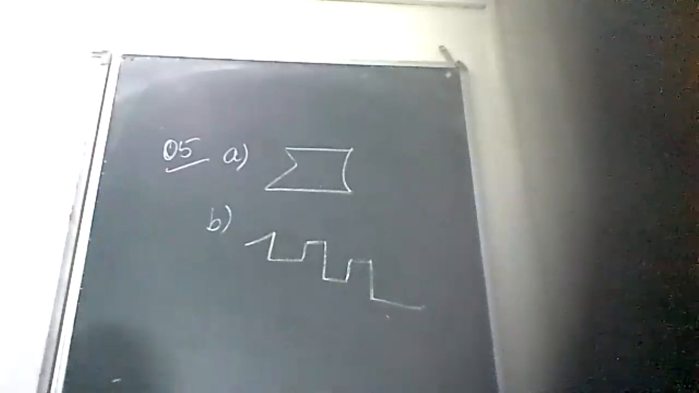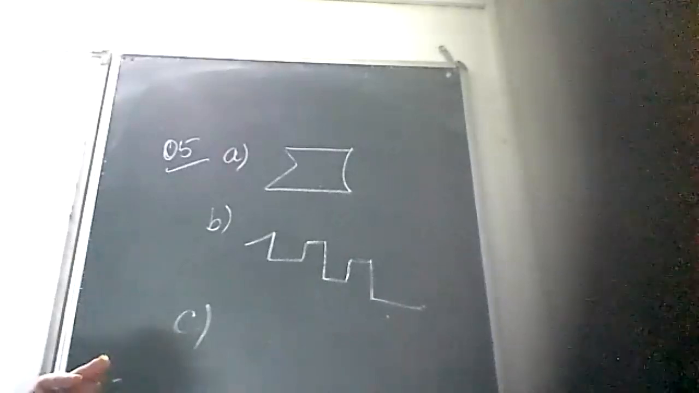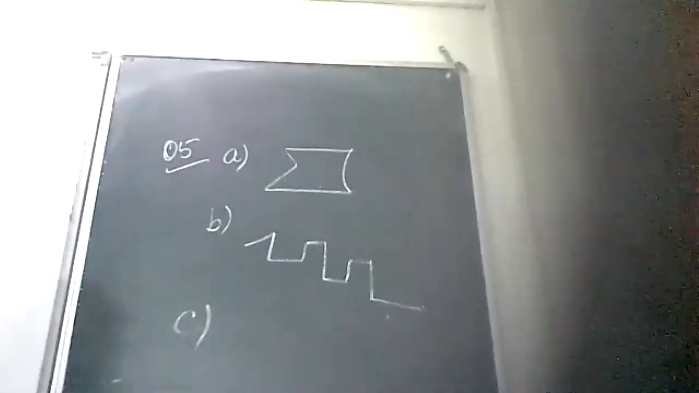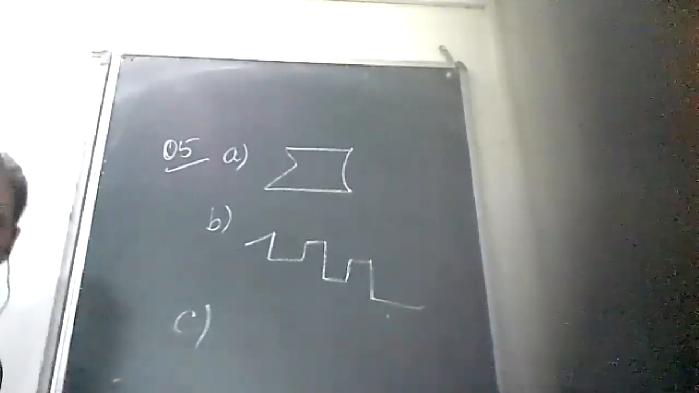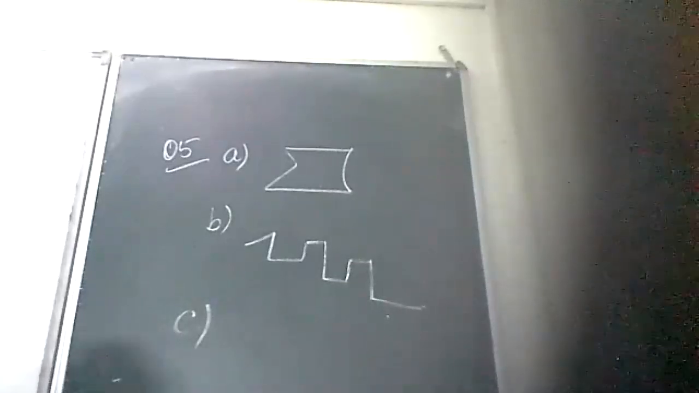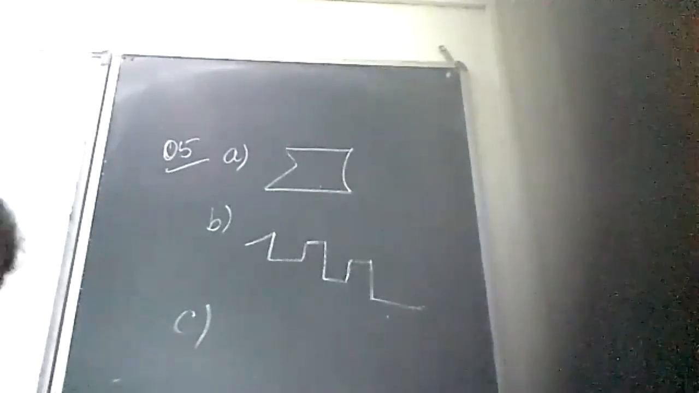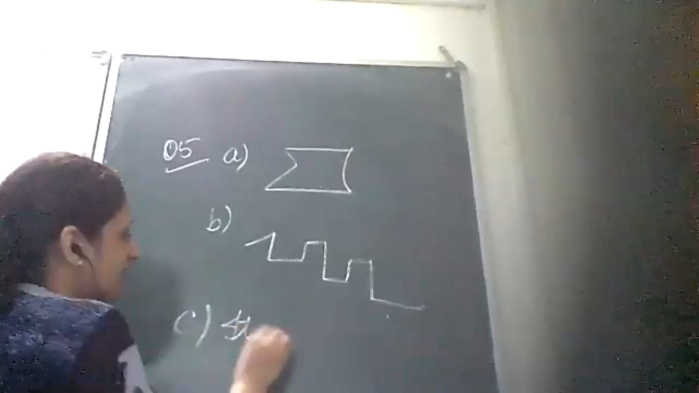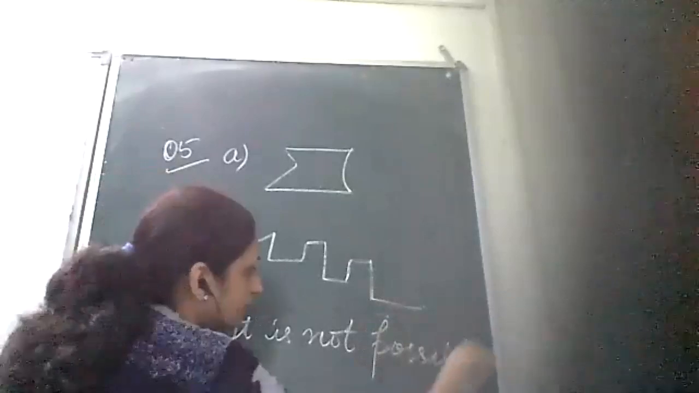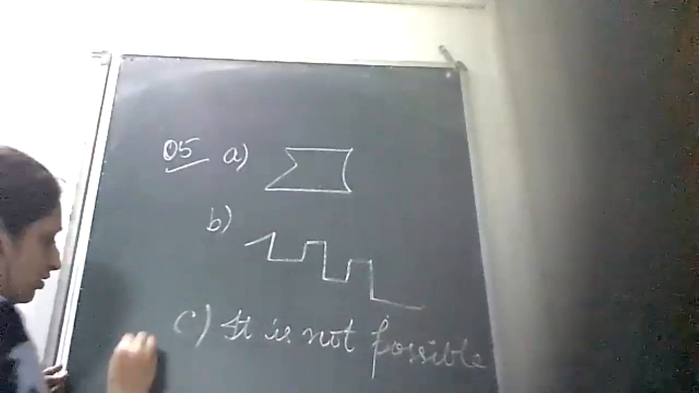Now let's start with the C part. A polygon with two sides. We have to make a polygon which has two sides. Is it possible to have a polygon with two sides? Polygons start with a minimum of three sides, like a triangle onwards. Okay, so it should have minimum three sides. So this condition is false over here. So we can write it is not possible. It is not possible to draw the figure.